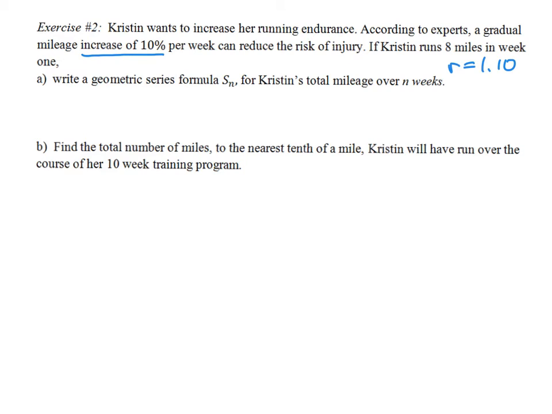So R is equal to 1.10 because she's increasing by 10%. Now, we know that she's starting with 8 miles in week number 1, so that means that A1 must be equal to 8. And we want to figure out what's a formula that we can use, a geometric series formula, in order to come up with her total mileage over n weeks. So let's start with those geometric series formulas.